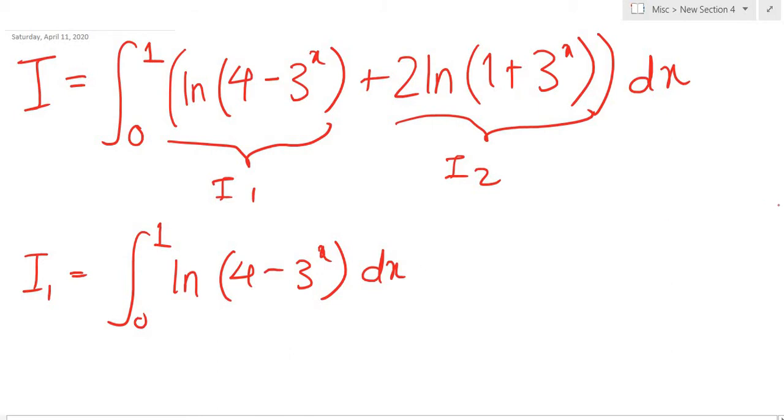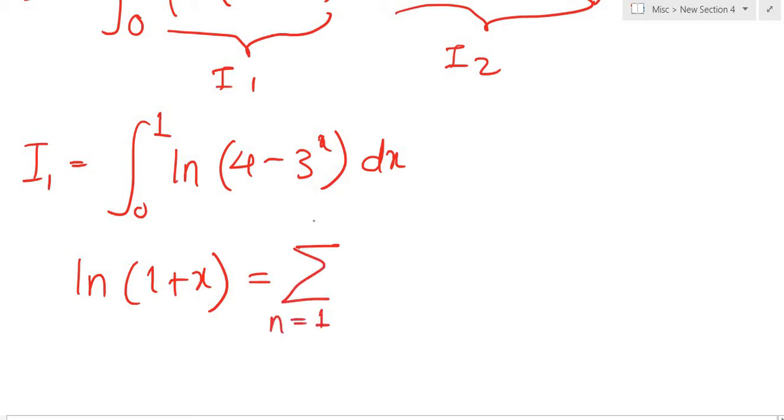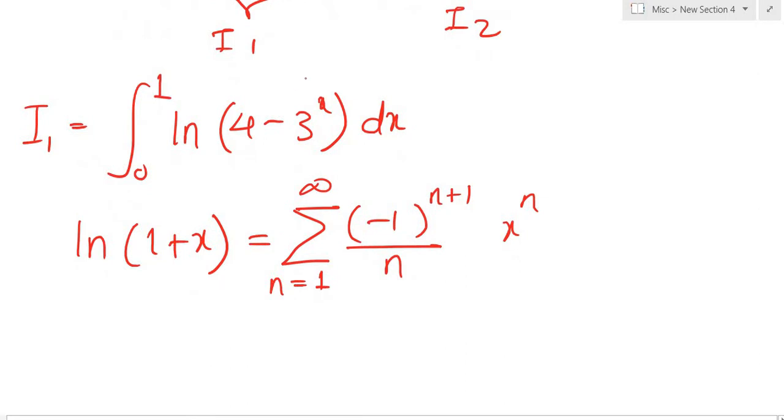dx. Now, you might try all sorts of substitutions, but I'll tell you an easy method. If you remember from my last video, we had the Taylor expansion for the natural log. So the natural log of 1 plus x was the infinite sum from n equals 1 to infinity of negative 1 raised to n plus 1 over n times x to the nth power. Now we want to write this integrand in terms of 1 plus some argument.